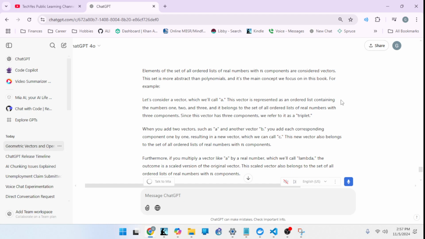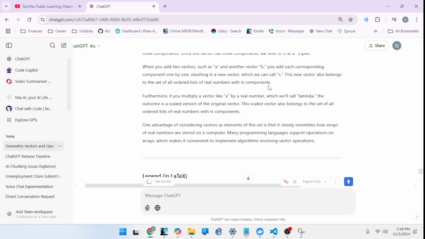This new vector also belongs to the set of all ordered lists of real numbers with n components. Furthermore, if you multiply a vector like A by a real number, which we'll call lambda, the outcome is a scaled version of the original vector. This scaled vector also belongs to the set of all ordered lists of real numbers with n components.